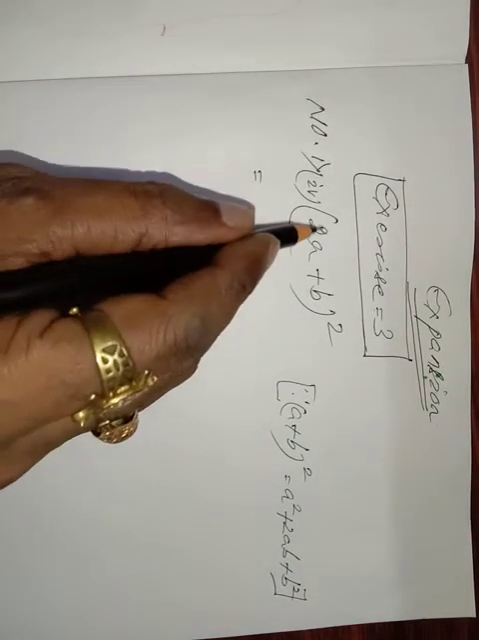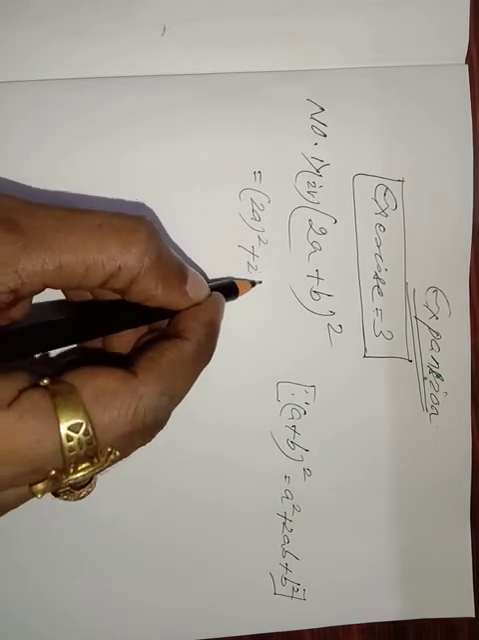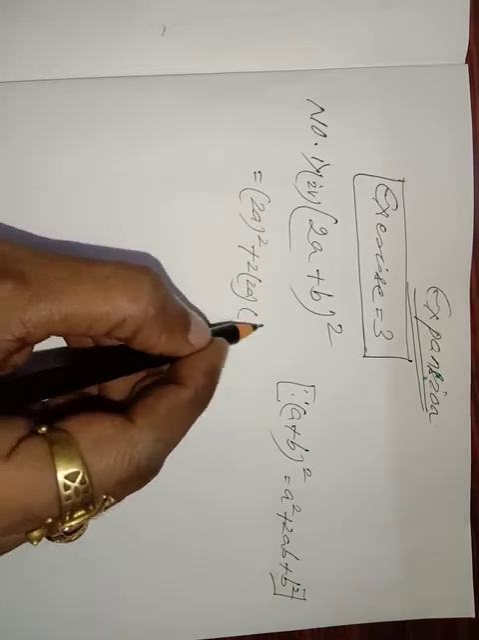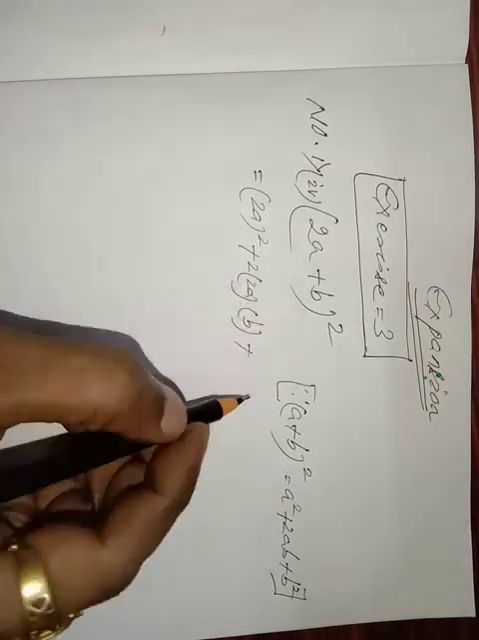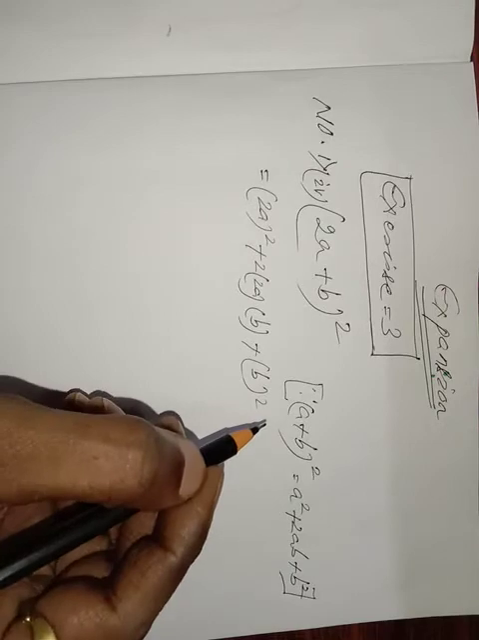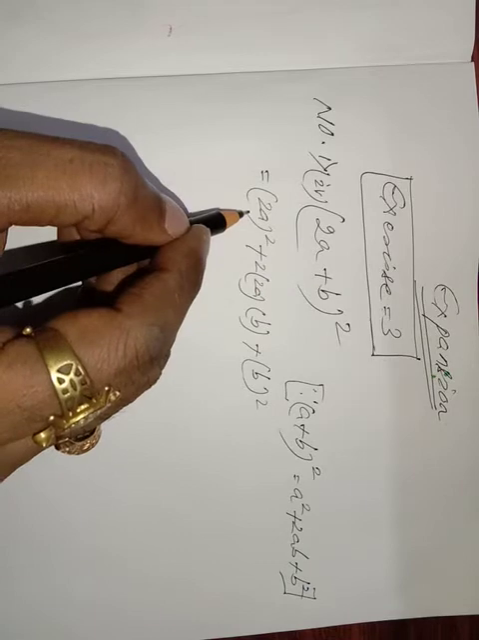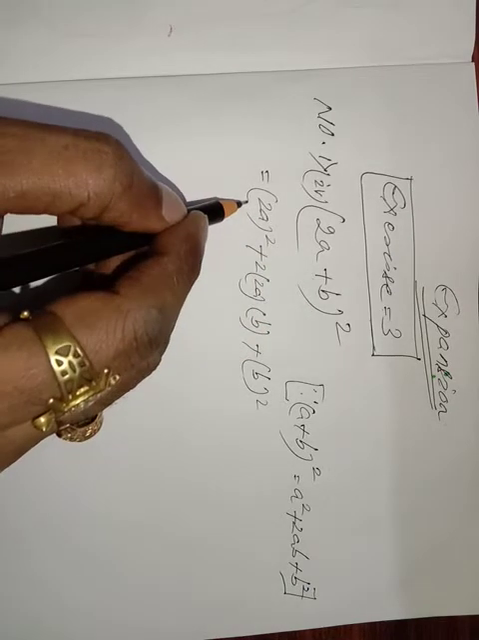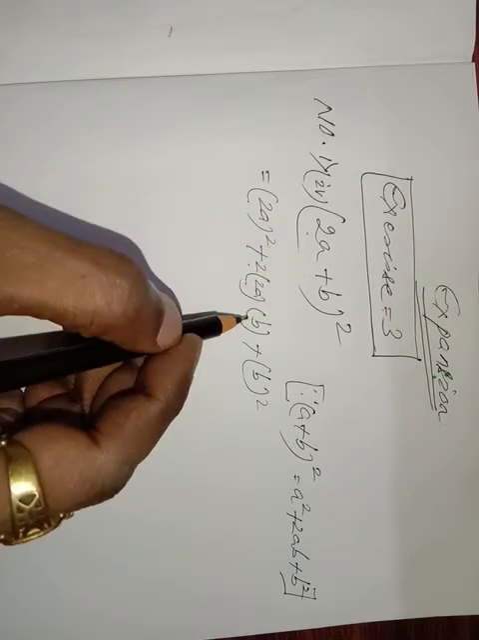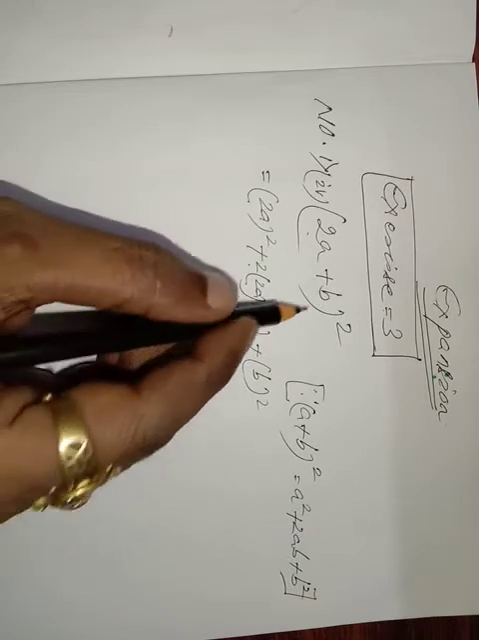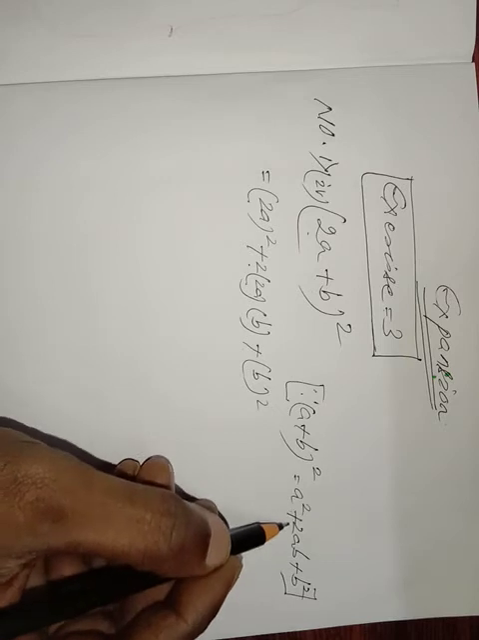Okay? The first number is 2a. So 2a whole square plus 2 into first number, that is 2a, into second number, that is b, plus b whole square. Okay? First number is 2a, that whole square, and second number is b. Therefore first number whole square plus 2 into first number, 2a, into second number, b, plus second number whole square. As per the formula, a plus b whole square is equal to a square plus 2ab plus b square.